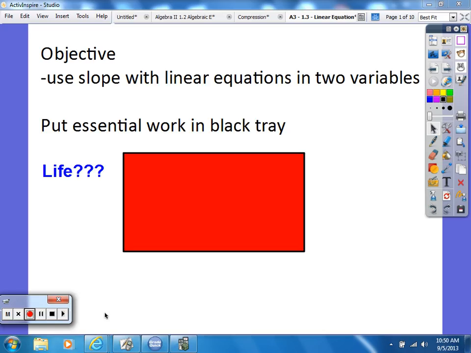So today we're going to use slope of a linear equation in two variables. Welcome back to Algebra 1. This is purely Algebra 1, maybe Algebra 2. Maybe that's all the higher level we're going with this, but it's just to review one more time.